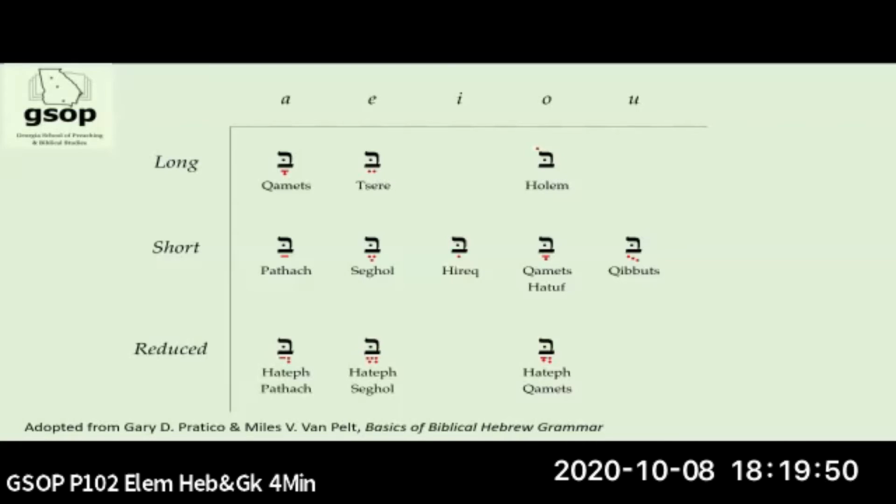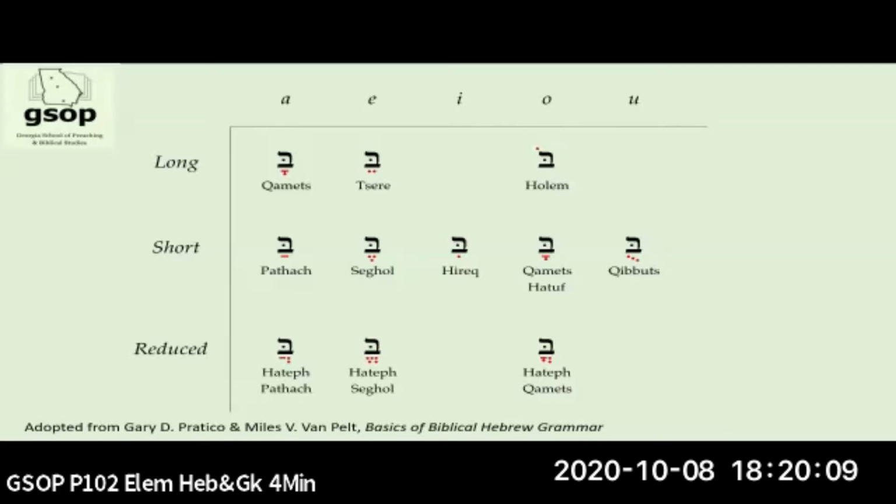So it's ba. The patach is a little bit shorter. It's the same basic sound. It's ba, just a little bit shorter. And of course, there's the reduced vowel, the hatef patach. It's just even shorter. It's ba. And basically it's just how long you're making the sound.